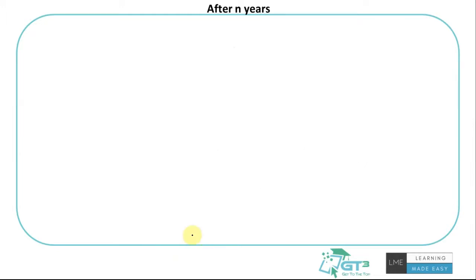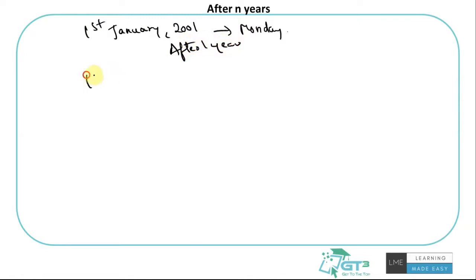Let's say after n years. If 1st January 2001, let's assume it is Monday. I don't know, I'm just saying it could be. If it's Monday, after 1 year, that is 1st January 2002, will be what?